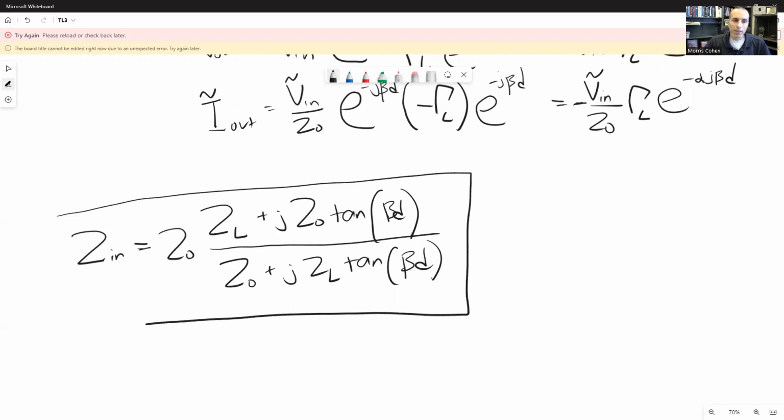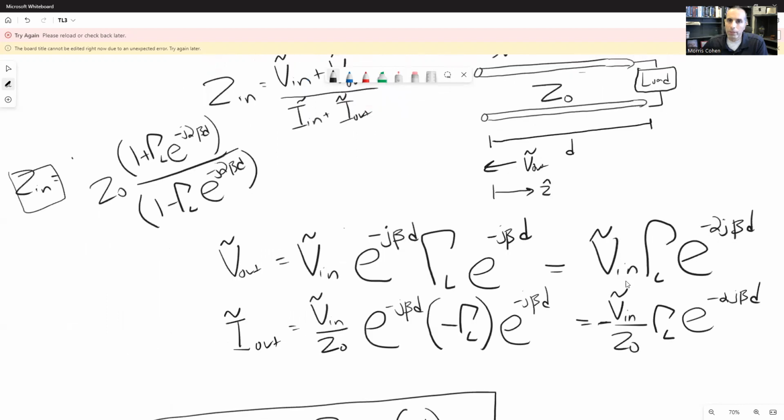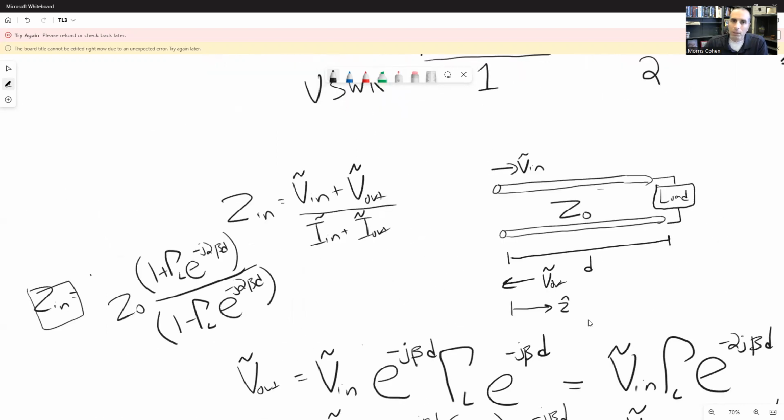Now this is the input impedance of any transmission line. Again, AC signals are on it, so we assume everything is sinusoidally varying, and we're assuming that you're taking that input impedance at a distance d away from the load. Sometimes it's written like this. It's the input impedance specifically at a distance d from the load.